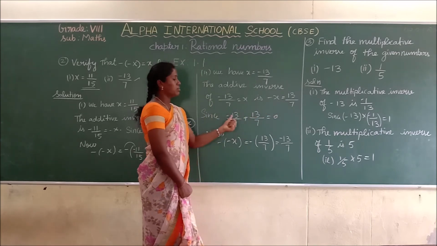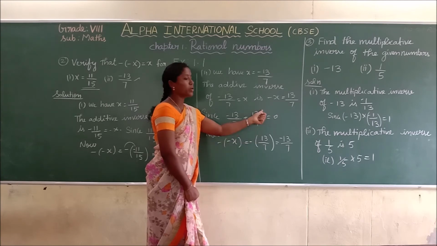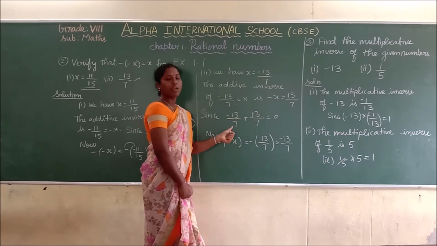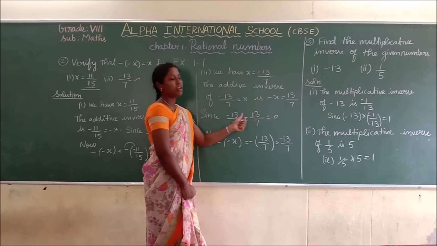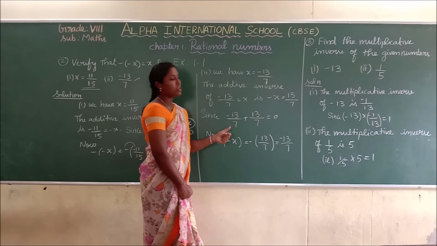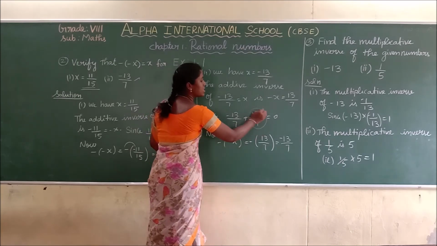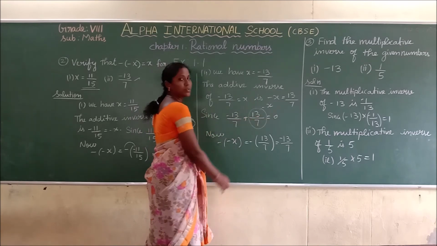Now check whether minus 13 by 7 plus 13 by 7 is equal to 0. So this is called the additive inverse of minus 13 by 7. Likewise, vice versa, for 13 by 7, minus 13 by 7 is the additive inverse. So what is our minus x now? This is our minus x because this is x. So x plus minus x is equal to 0.